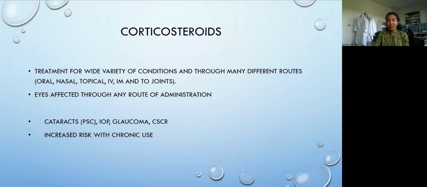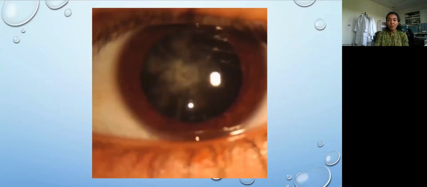So corticosteroids, you are correct, can cause PSC, or posterior subcapsular cataract, IOP increases, glaucoma, and also central serous chorioretinopathy. And the risk of corticosteroids increases with chronic use. So in other words, the longer the patient is on corticosteroids, the more complications we can see in these types of patients. So this is an example of a PSC cataract.